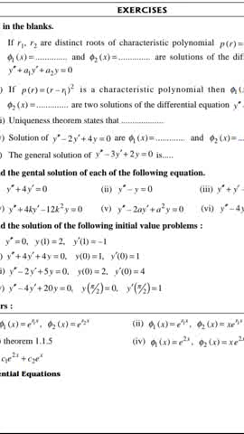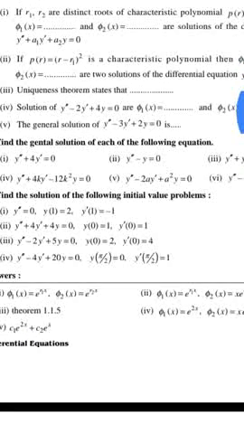The general solution of y double dash minus 3y dash plus 2y is equal to 0 is phi of x is equal to c1 e raised to 2x plus c2 e raised to x.